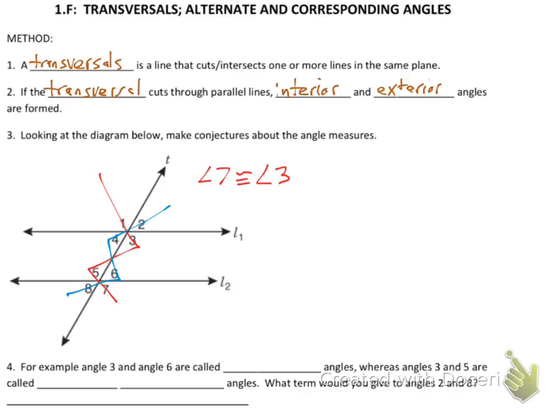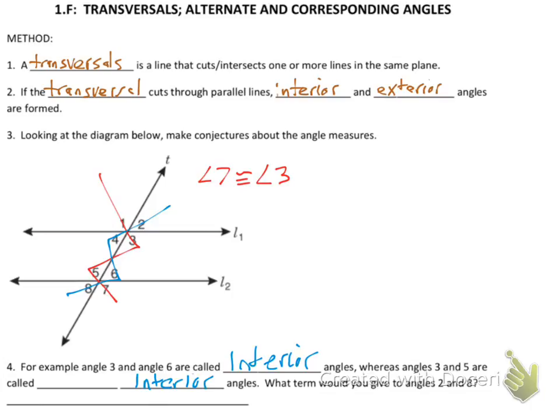Now to answer 4, after getting all of that information, it says, for example, angle 3 and angle 6 are called interior angles, right? They're called interior angles. Like I've had the I and the O there. They're interior angles, whereas angles 3 and 5 are what? They're also interior, aren't they? But it's got two spaces on there. Why?